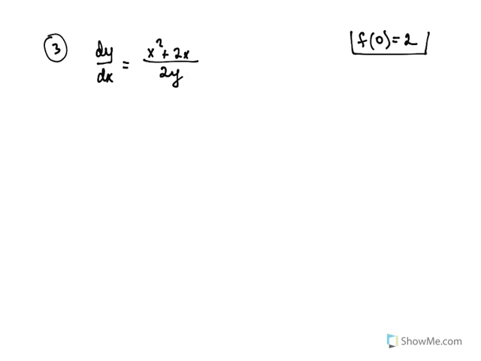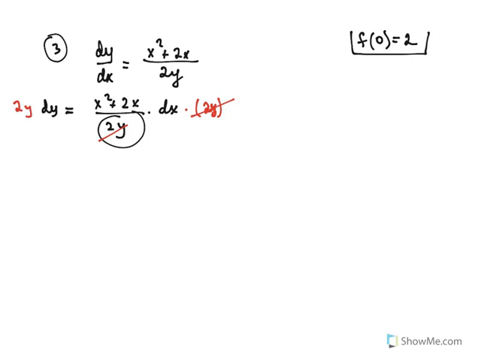Well, you're going to multiply both sides by dx, and I can show my steps separately. So you get (x squared plus 2x) over 2y, but times dx. And then in order to get rid of the 2y on the bottom right here, you can multiply both sides by 2y. Because when you do that, you get rid of that denominator on the bottom, and you get 2y on the left side. And that was my goal.